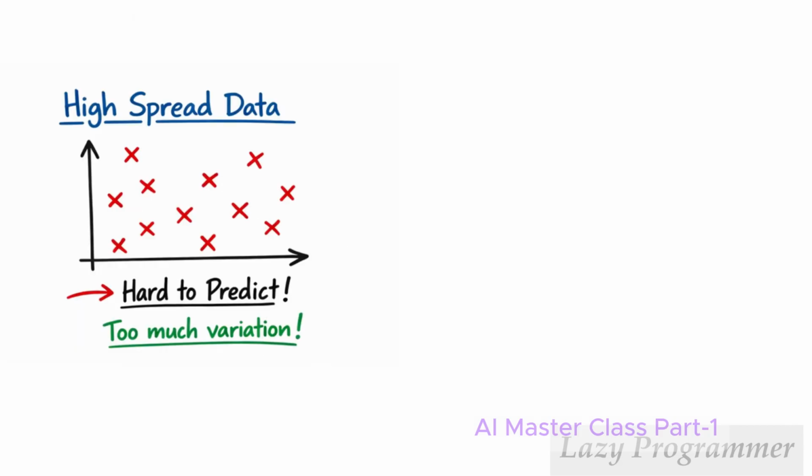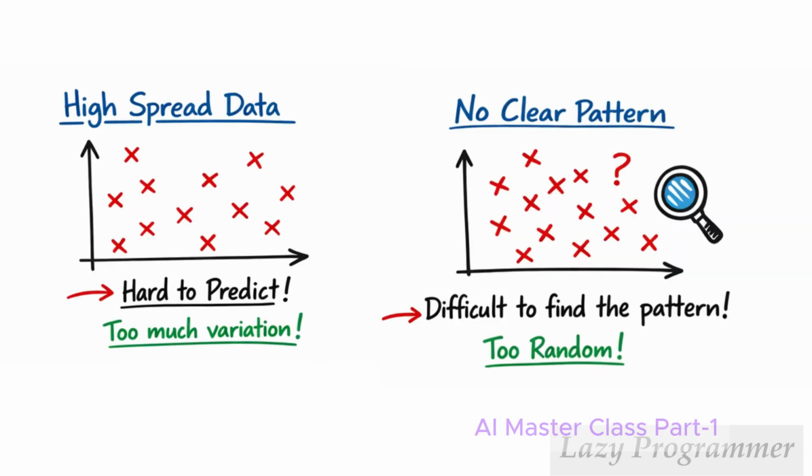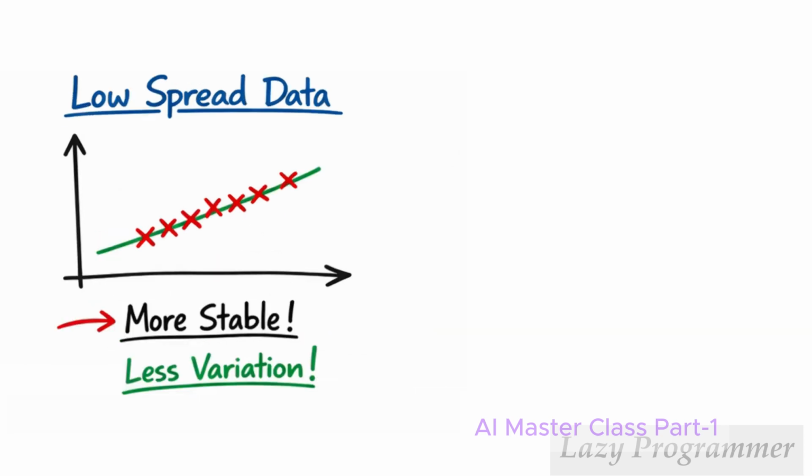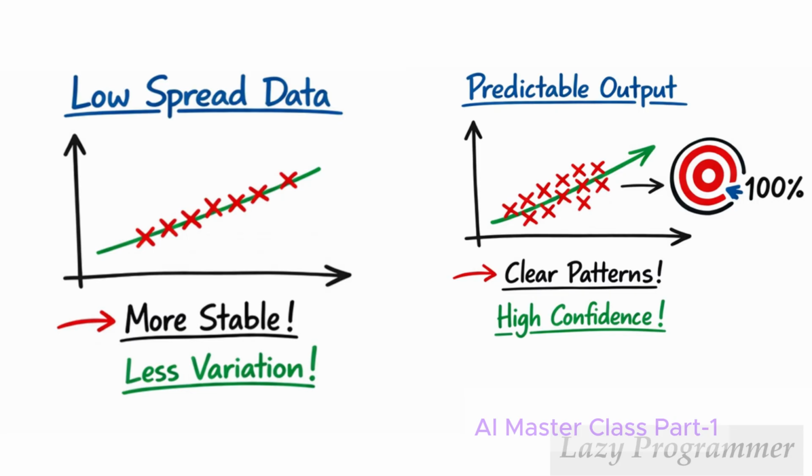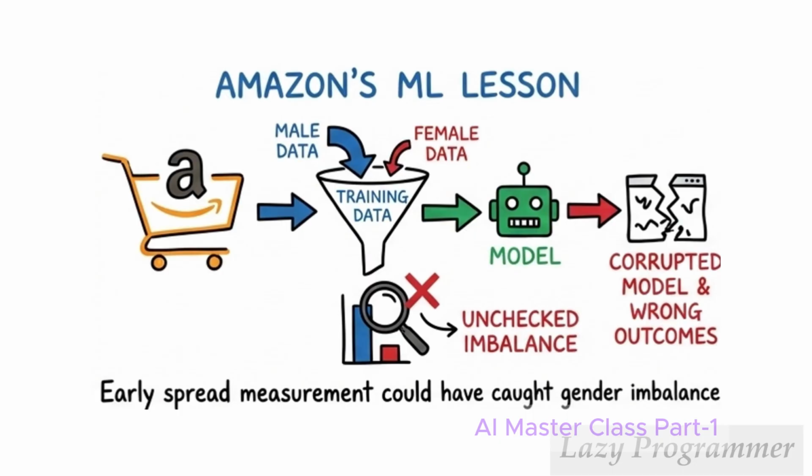In machine learning, data with high spread is harder to predict because it is difficult to identify a pattern in that data. But data with low spread is more stable because there we know a pattern will form and output can be predicted with a higher confidence score. If Amazon had measured the spread of gender distribution in their training data early on, they might have caught the imbalance before it corrupted the entire model.